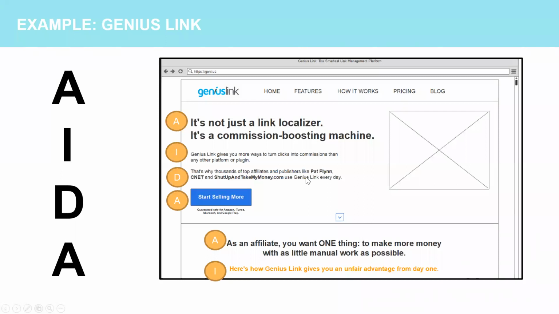And then we've got action. We call them, okay, start selling more. And you'll notice that I don't end there. It goes on and we start using it again. AI, we grab attention again, we move down.